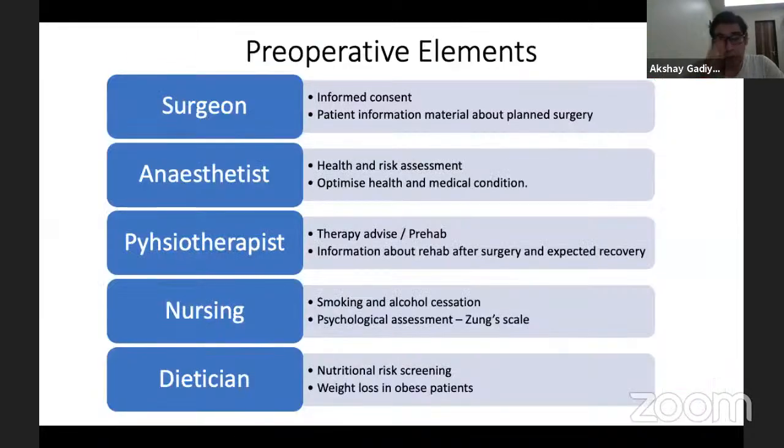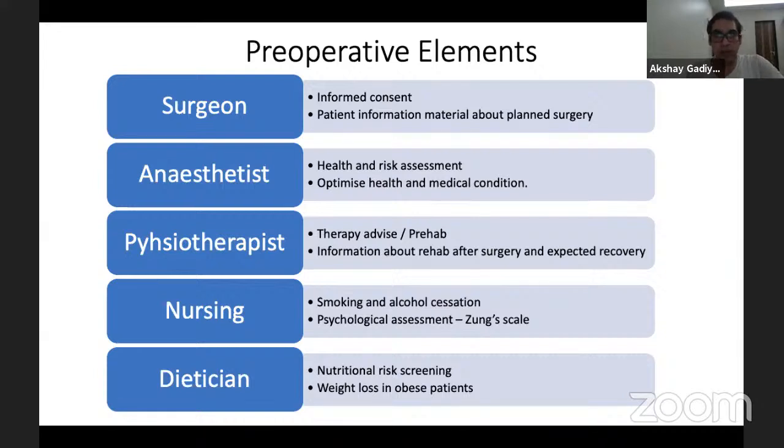So what are the elements of ERAS? Now, as we know, the patient's perioperative journey involves 3 phases: the preoperative phase, intraoperative, as well as postoperative phase. In the preoperative phase, the ERAS team, each of the stakeholders, has a specific role. And these elements were picked up from all these shortlisted papers.